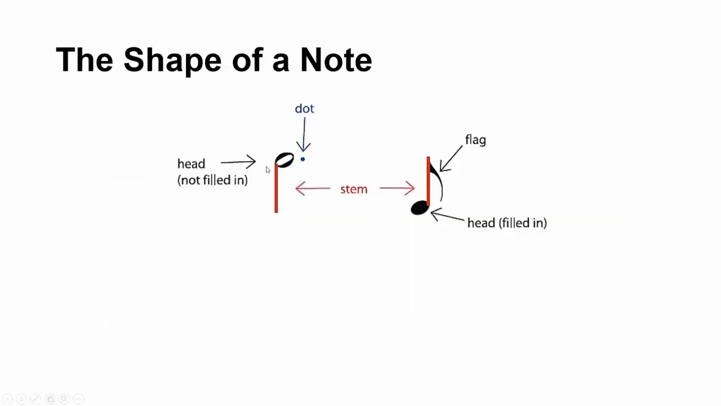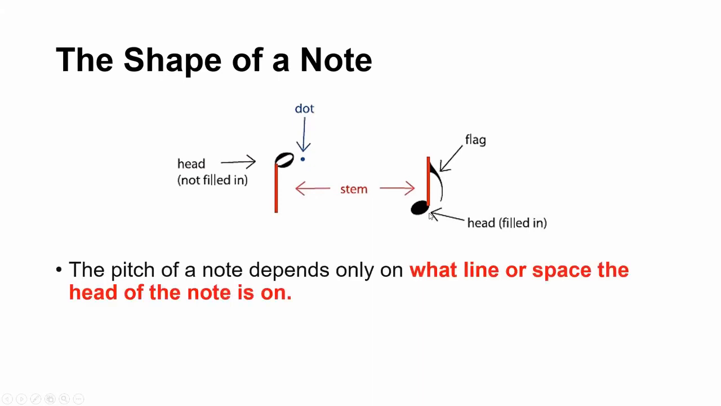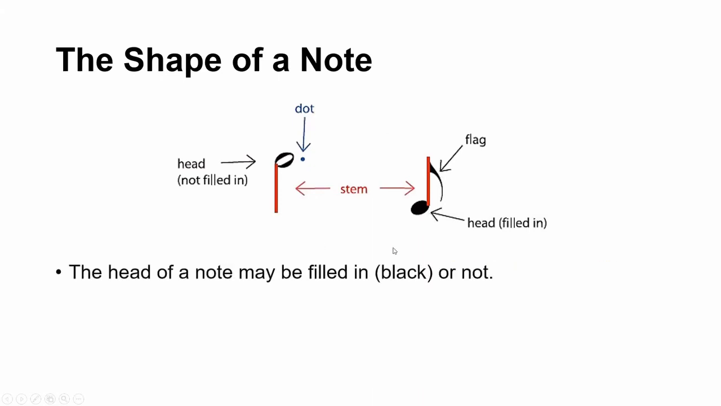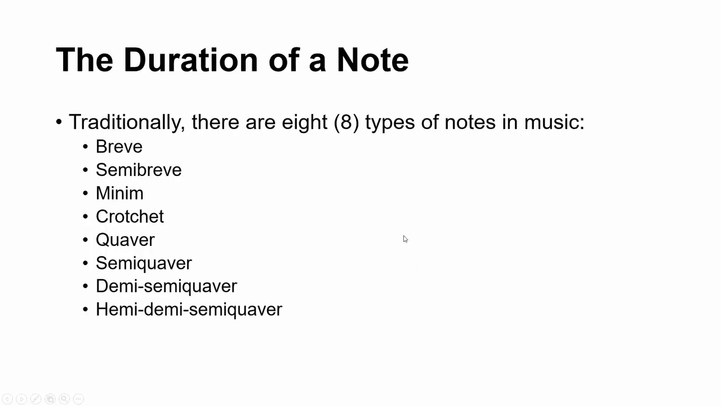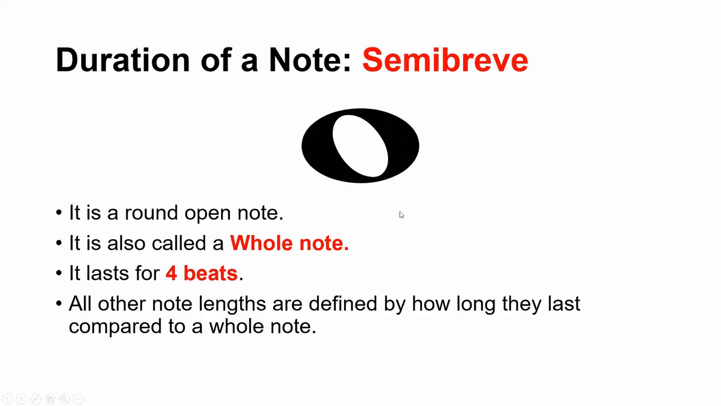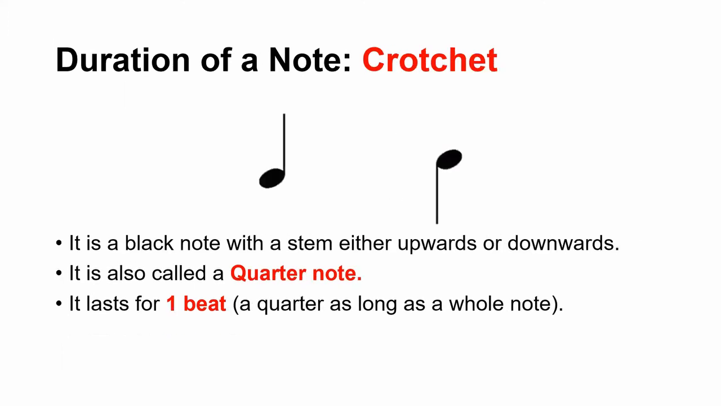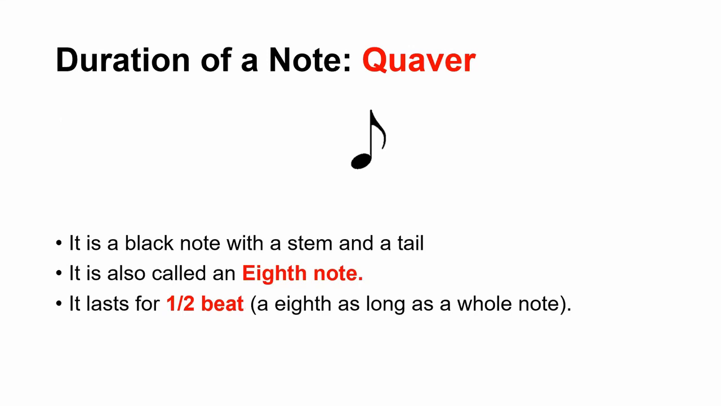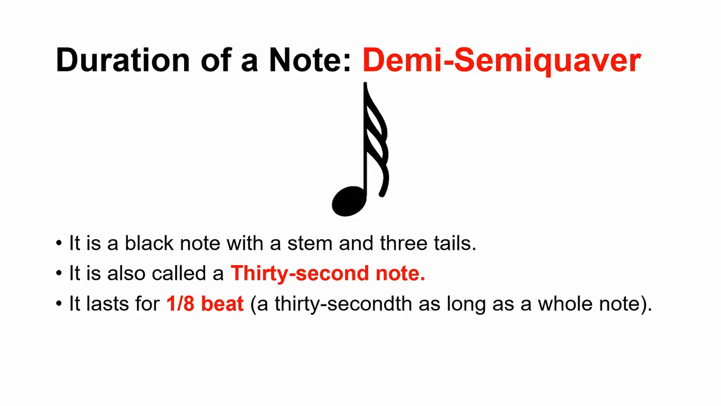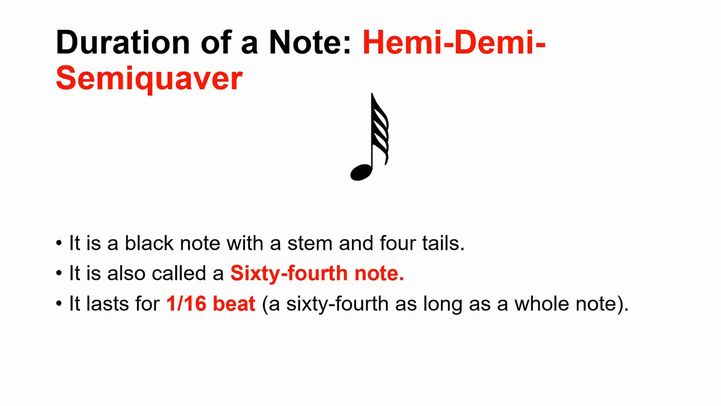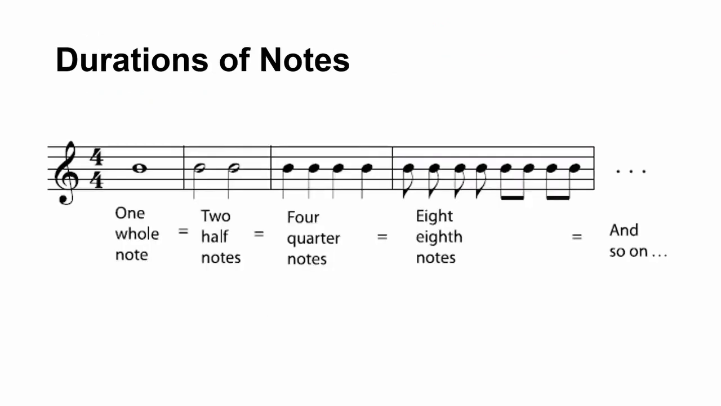All right, so we've looked at the shape of the note, what it looks like. We've labeled them, so you should be able to know that. And then we've looked at the duration of the main notes we have, the 8 types of notes. We looked at the semibreve, or the whole note, the breve, or the double whole note, the minim, the crotchet, the quaver, the semiquaver, the demisemiquaver, and then the hemidemisemiquaver.